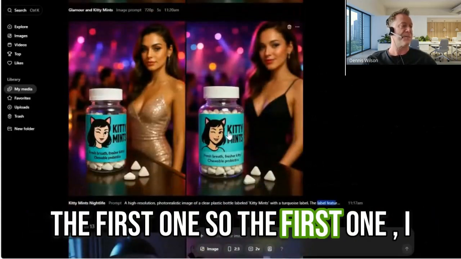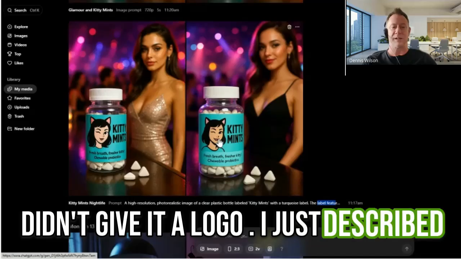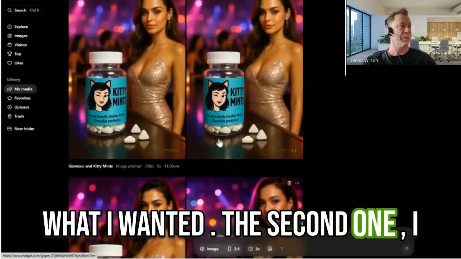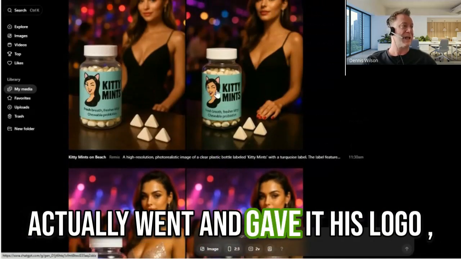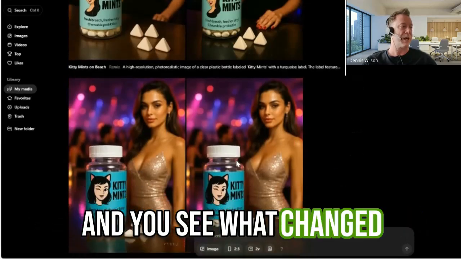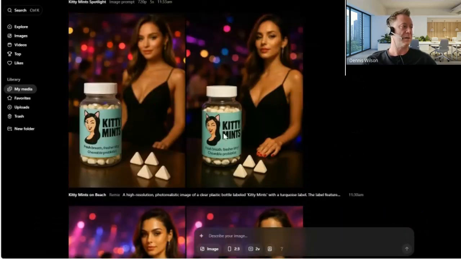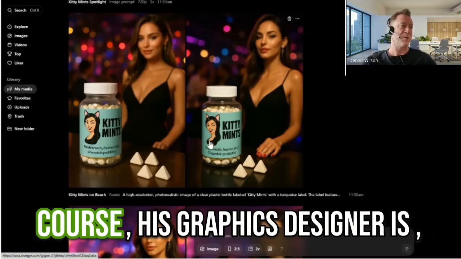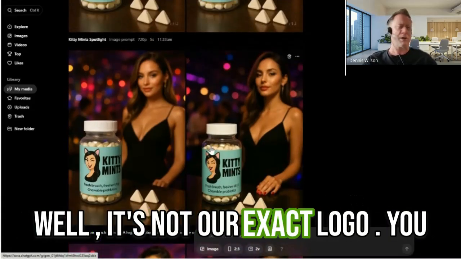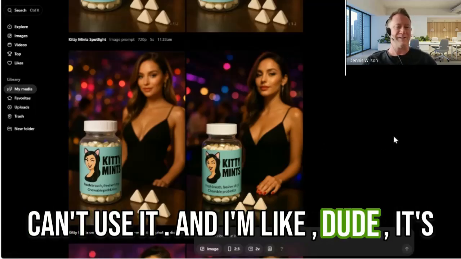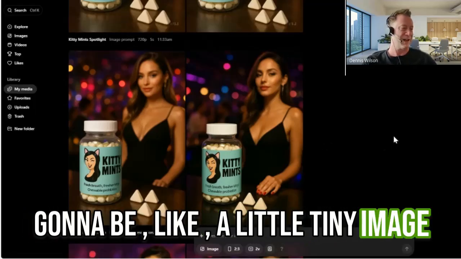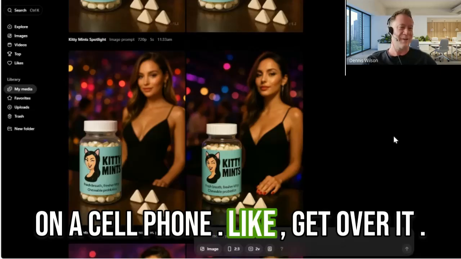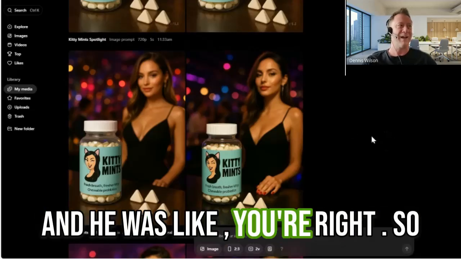So the first one, I didn't give it a logo. I just described what I wanted. The second one, I actually gave it his logo. And you see what changed? The face. And this logo was close enough that he could use it. And of course, his graphic designer says, well, it's not our exact logo, you can't use it. And I'm like, dude, it's going to be a little tiny image on a cell phone. Get over it. And he was like, you're right.